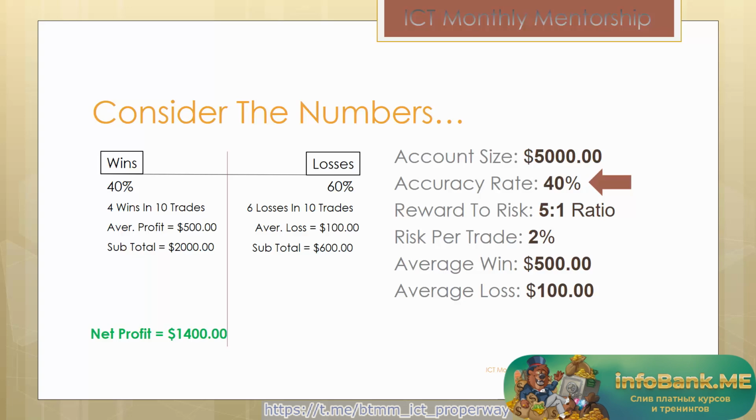Our 4 trades at $500 average profit bring us a subtotal of $2,000. Our 6 losing trades out of the 10, average loss still remains at $100 per loss. 6 of them would give us a subtotal of $600. That would give us a net profit of $1,400, which would be, again, a 28% return with just a 10% increase in accuracy, the factor of 2% risk per trade, and the reward to risk ratio, again, framing on a model of 5-to-1.